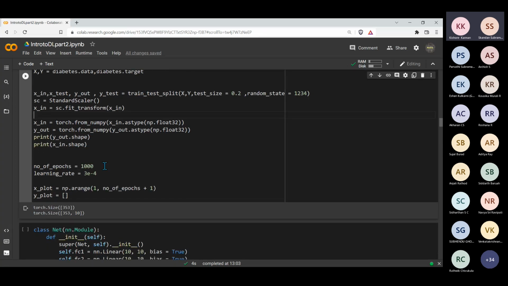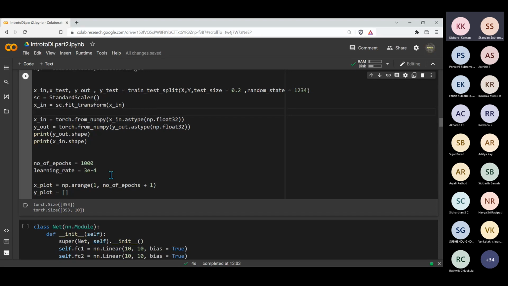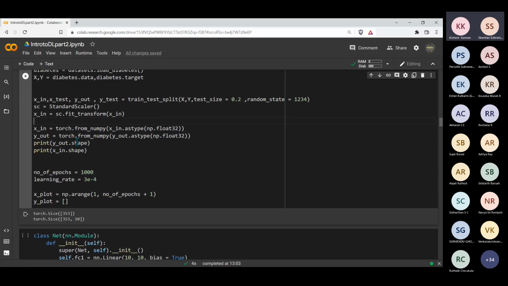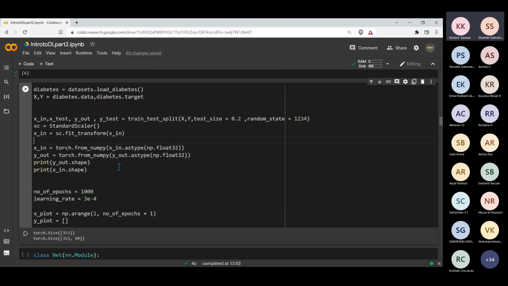Then we define the hyperparameters, which are the number of epochs and the learning rate. And here I have printed the yout.shape and xin.shape. Xin.shape is something about the input data that we are going to feed to the network. And you can see it has 353 records and 10 features.